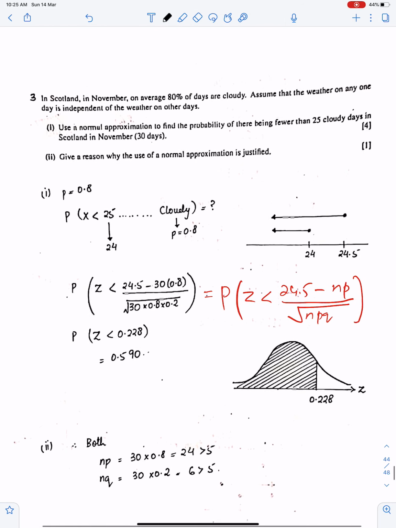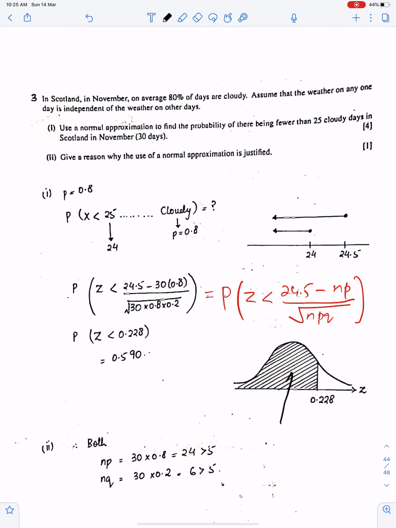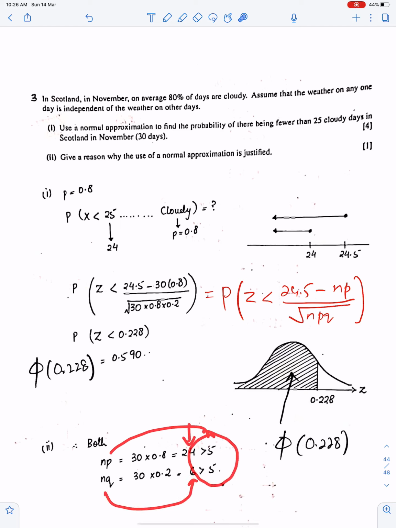because this is the larger area, so it must be phi of 0.228. So you can write this as phi of 0.228. And you know how to get this phi from the table. And the second part, give a reason why the use of normal approximation is justified, because the value of np is 24 and nq is 6, both are greater than 5. This is the justification.